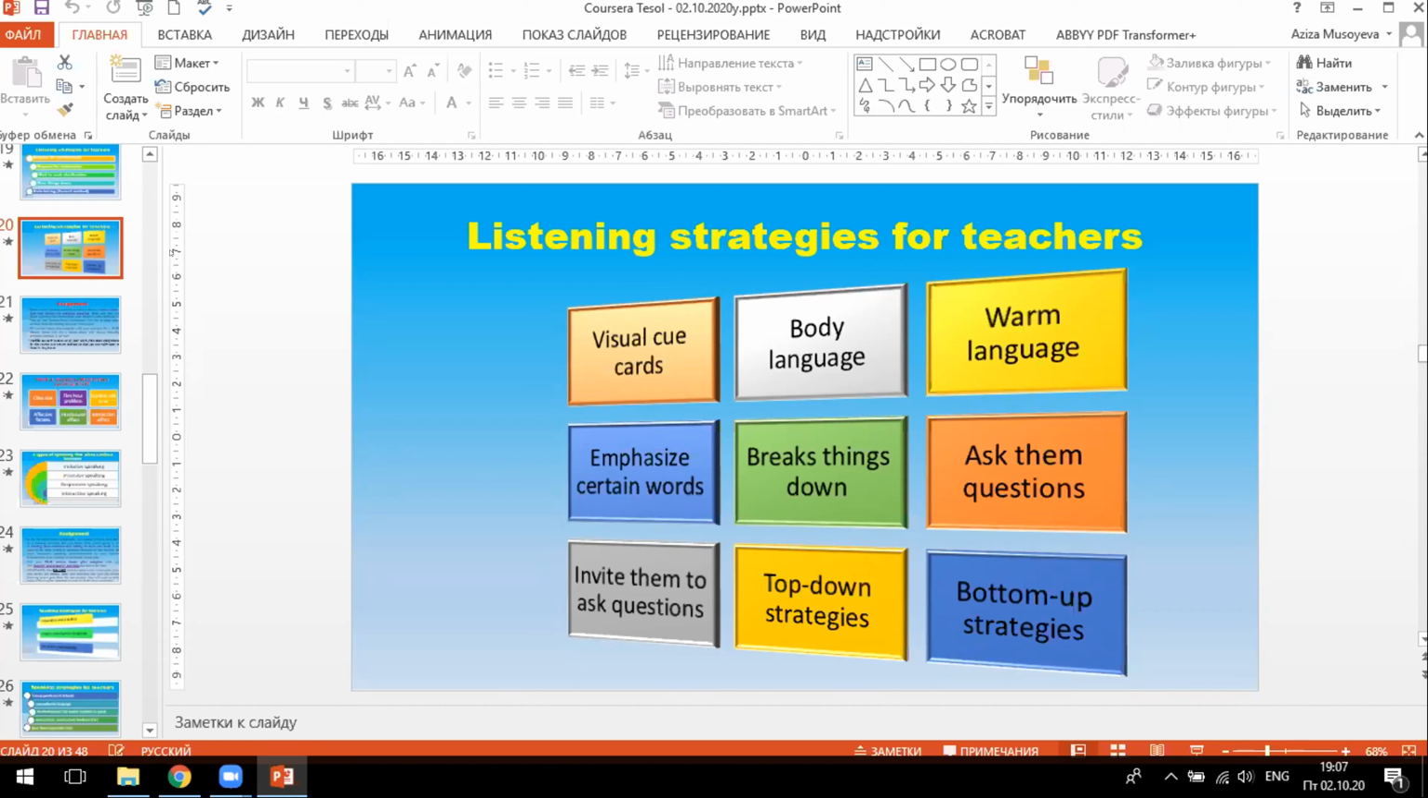Break things down means, for example, while they're listening, you can help them. For instance, they're listening to some audio, and then, as we said before, you can stop it. You can break that, and you can speak for a while about the listening, about the characters, about what they are talking about, and then you can go on again.